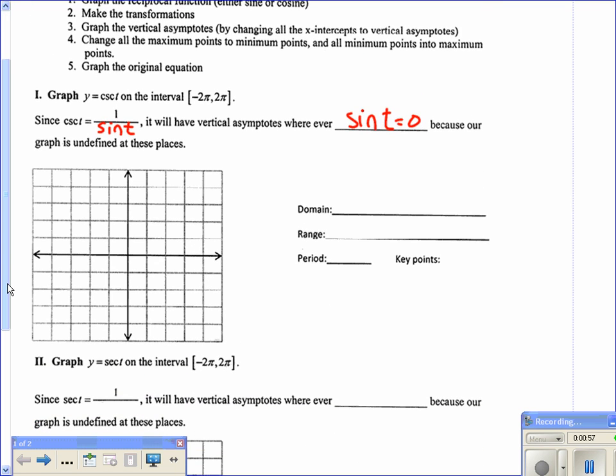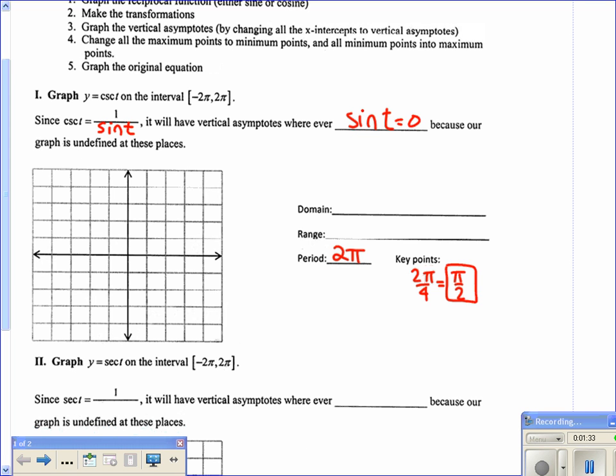When we're graphing this, we first start off by graphing sine, since that's our parent function. I know my sine graph has a period of 2 pi, so the period for my cosecant is also going to be 2 pi. Remember, for your key points, you take the period of the function and divide it into 4 equal parts. So 2 pi divided by 4 gives me pi over 2. These are the intervals by which we're going to go for our key points.